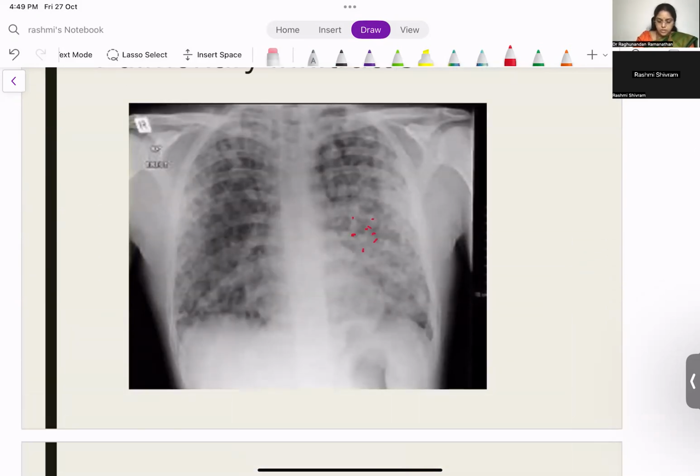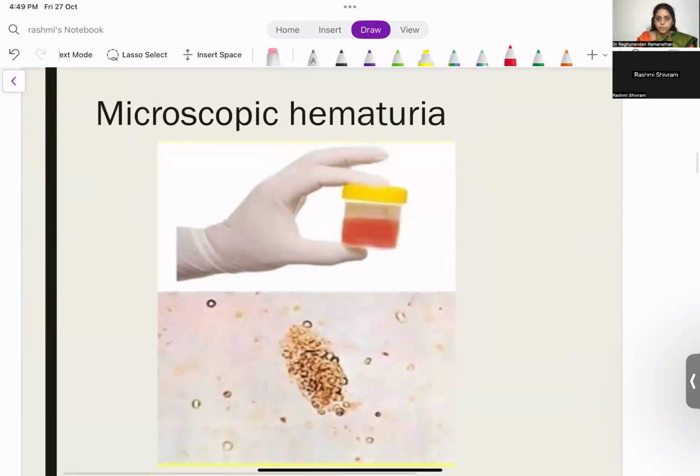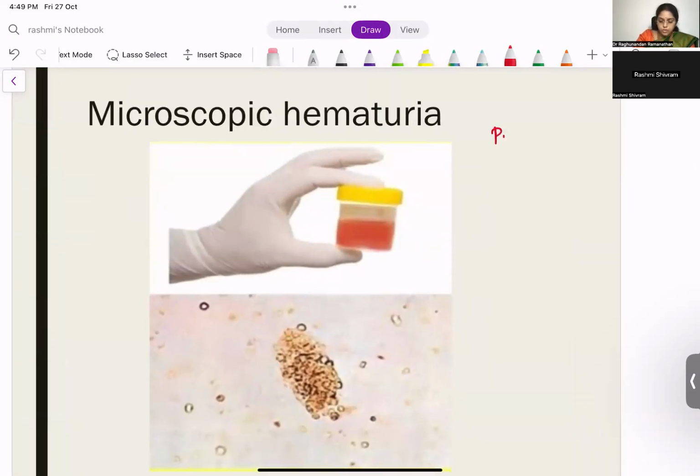Here you can see the pulmonary infiltrates. This is usually seen in diffuse alveolar hemorrhage, seen in different vasculitis presentations. Next is microscopic hematuria. Along with this, you can also have proteinuria.